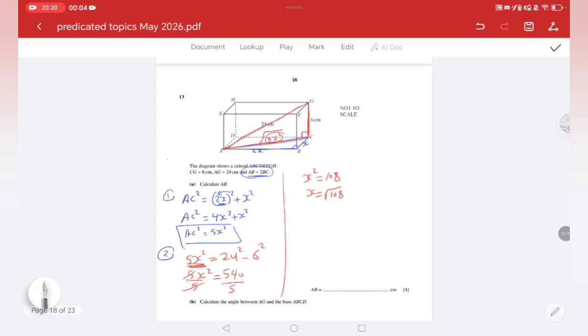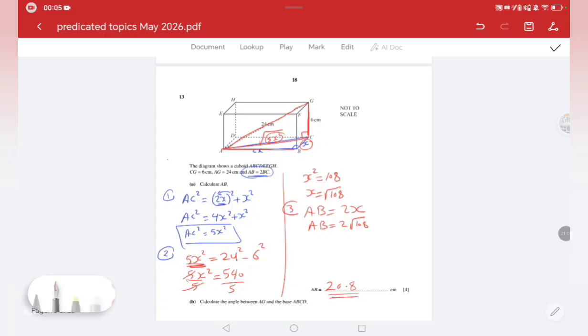Now we know x, right? But x is BC. We need to find AB. We said that AB equals 2x. So step number 3: AB equals 2 square root of 108. If you want to leave your answer in surd form, the simplest form of surd, you can do that, or you can just say 2 square root of 108, which is 20.8.